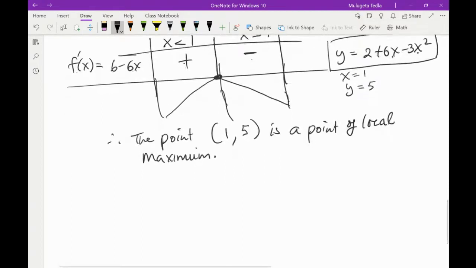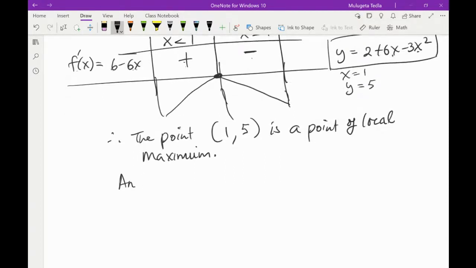Right. So what is the interval where the function is increasing?